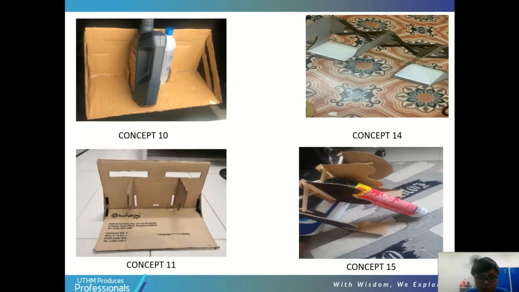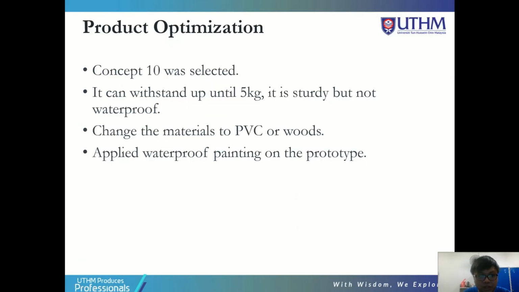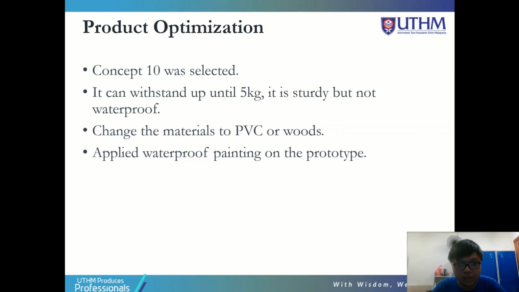So these are the 4 prototypes: concept 10, 11, 14, and 15. As you can see, for 14 the divider is the same. The divider will have the same shape as concept 11, and concept 15 will have a different divider. So after all the tests, we decided to choose concept 10 as our final product design.